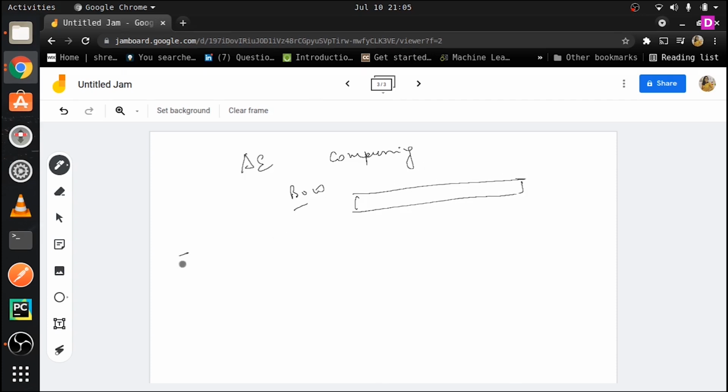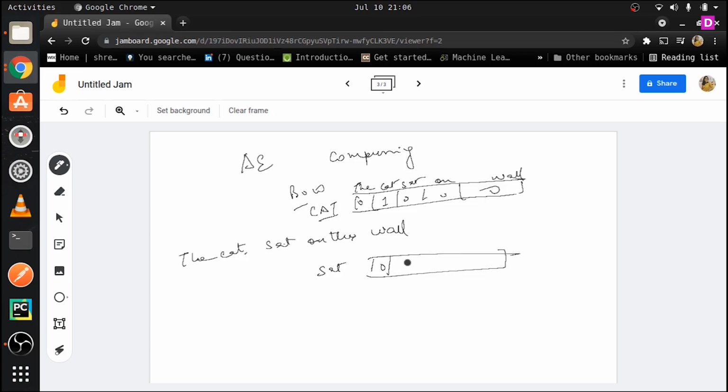So let's suppose you have a sentence. The cat sat on the wall, right? So in that case, let's suppose I need to find out the one hot encoding for cat. So 1, 2, 3, 4 and 5. Here, if this stands for cat, sat, on, wall, in that case this will become 1, rest will become 0. In the same way if I do that for sat, this will become 0, 0, sat will become 1, then 0 and then another 0, okay?